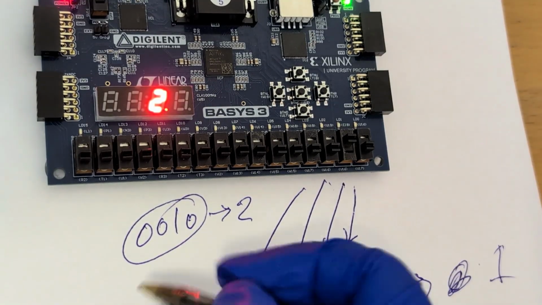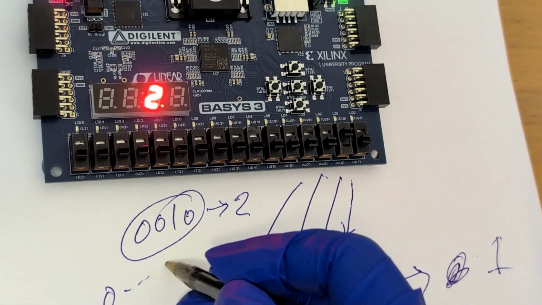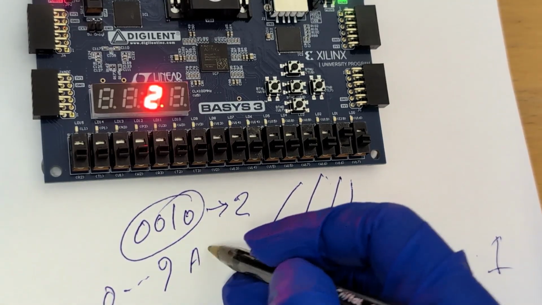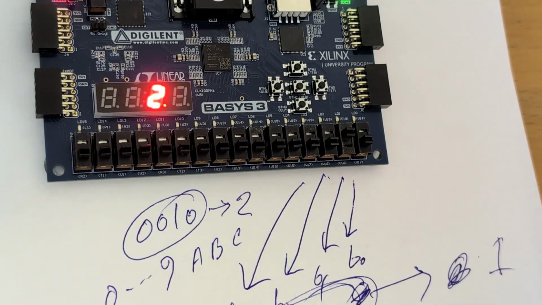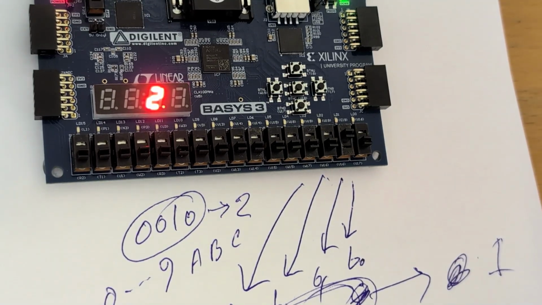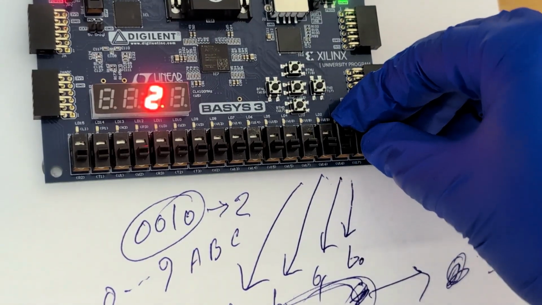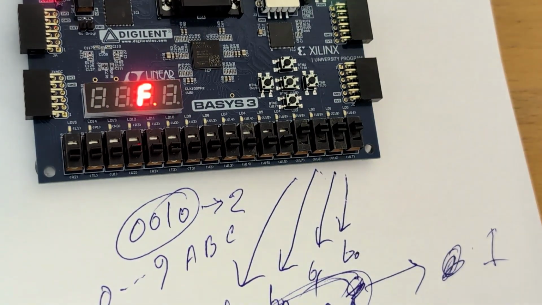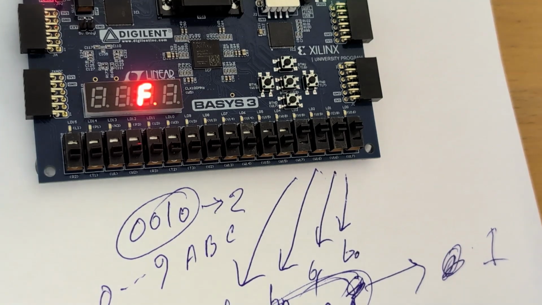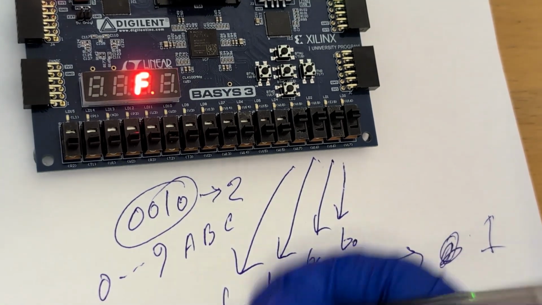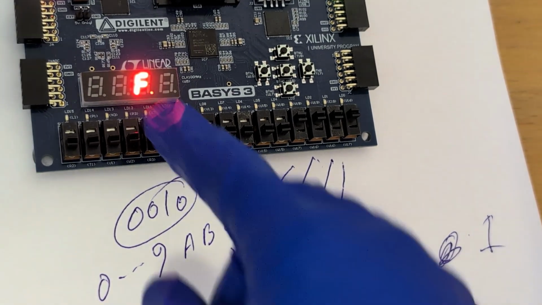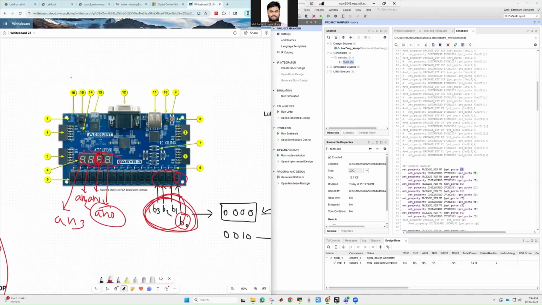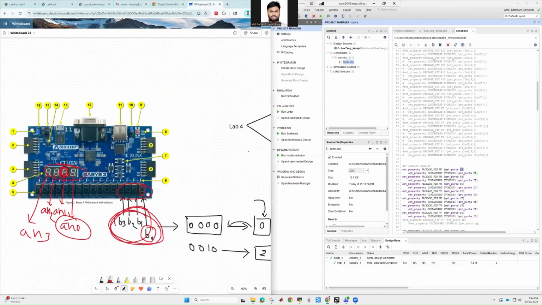So the display should show 0 1 2 3 4 5 6 7 8 9. Then it should show A B C D E F, the hex digits. Let me check the last combination, which is 1111. I'm putting all of these to 1. As you can see, currently the binary value is 1111, 4 ones. That should represent F in hex. That's why it is showing F. And that is what task 1 is.